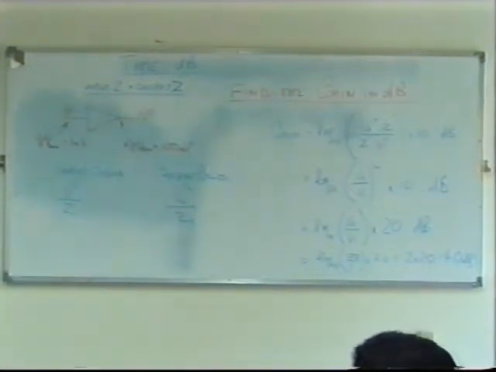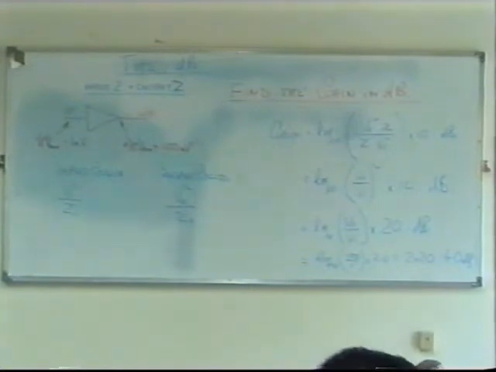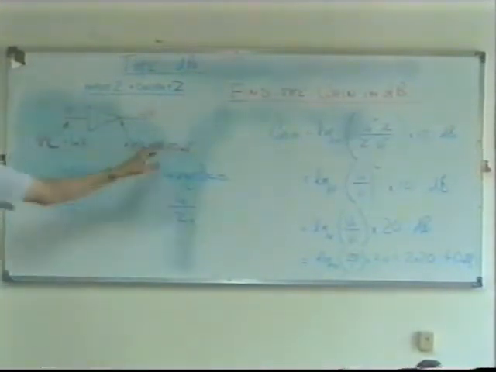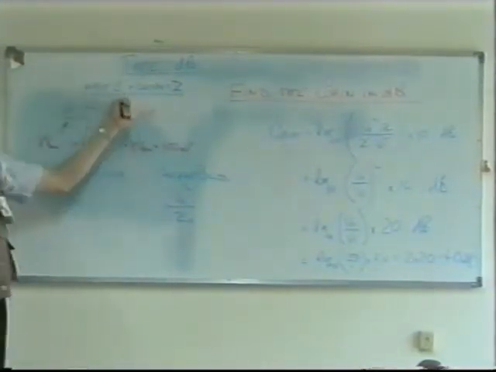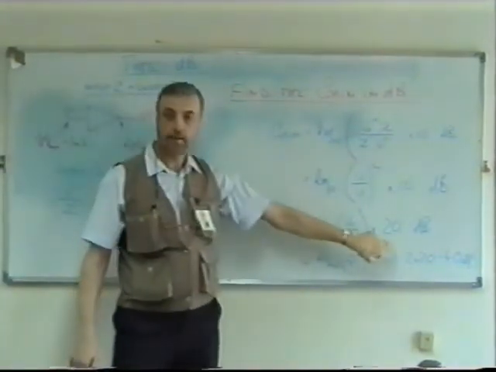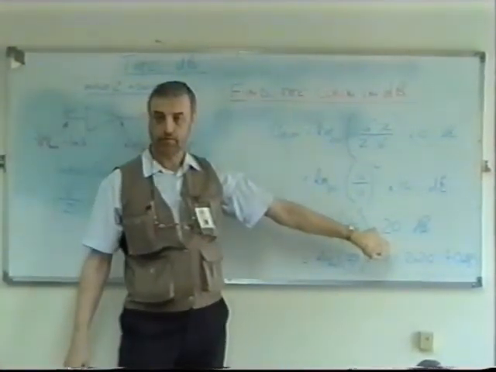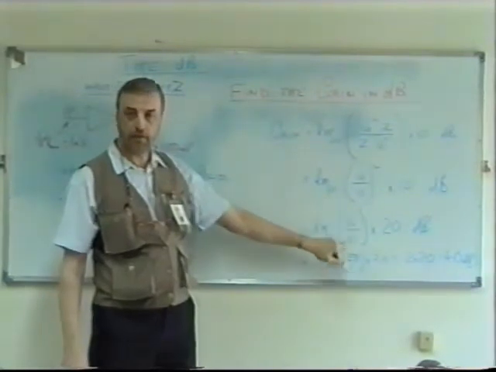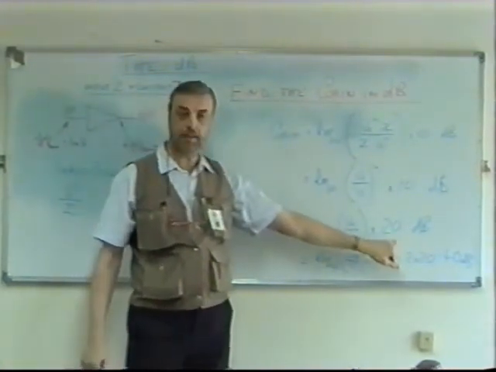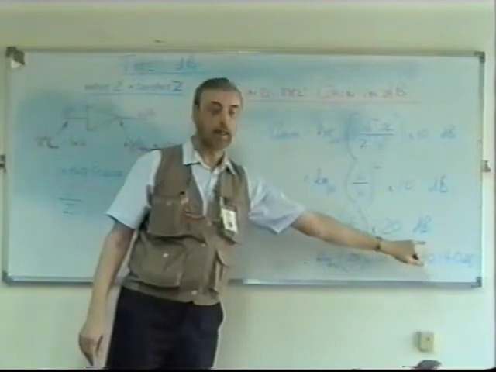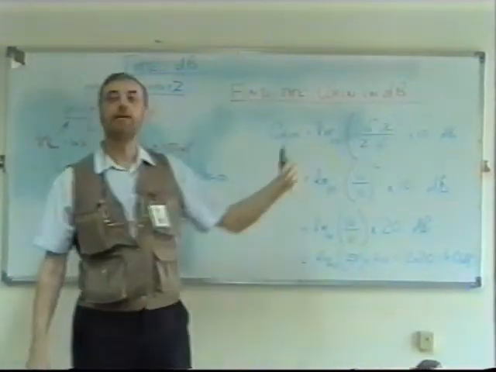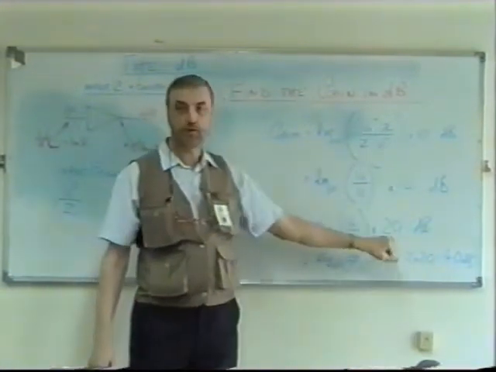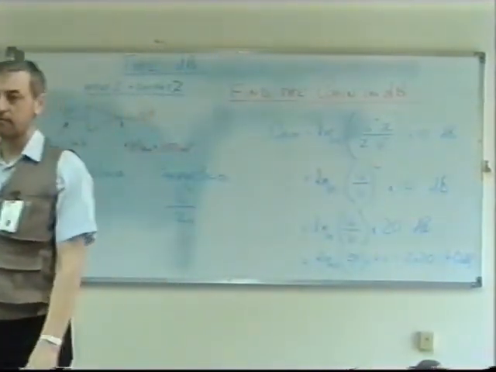I could give you a voltage or I can give you a power. If I give you a voltage and don't mention impedance, you just assume the impedances are the same, and this is what you use. So if you've got a ratio of voltages, you multiply by 20 to bring it to decibels. If you have a ratio of powers, you multiply by 10. That's the difference between 20 and 10, the power and the voltage.